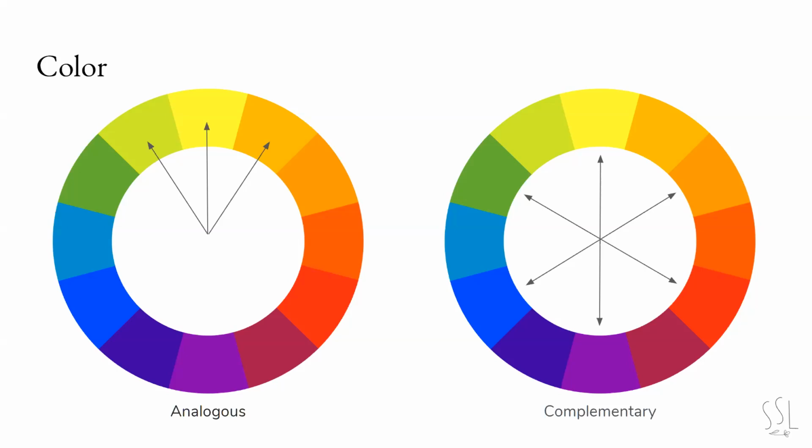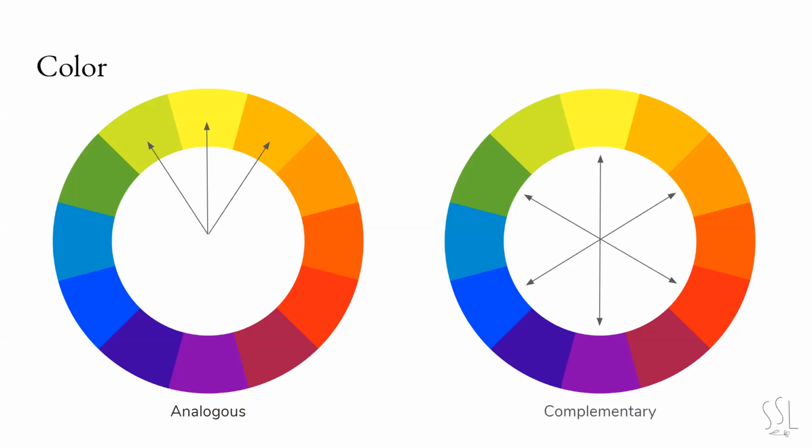Analogous colors are any 3 colors that are side by side on the color wheel, like yellow, green, and orange. Analogous color schemes are very visually appealing and comfortable to the eye. And when we pick an analogous color scheme, we want one of the colors to be the star of the show, and the other 2 colors should be supporting actors.